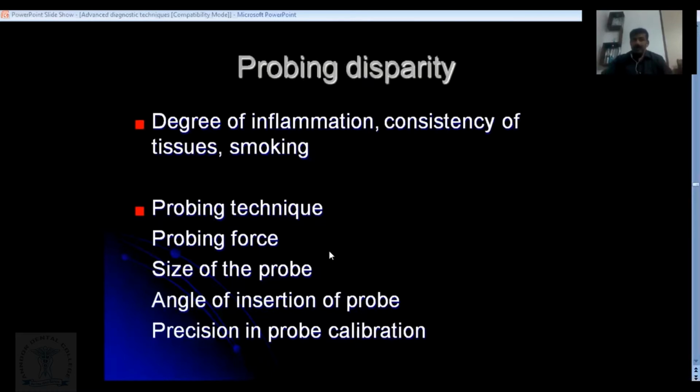Then the angle of insertion of the probe. You can insert at different angles, but ideally the angle of insertion is going to be along the long axis. And if you probe in a different direction, you will get a different probing depth in that particular area. And again, precision in probe calibration. Probes may be calibrated in 0.1 millimeter sections, 2 millimeter sections. Then there will be markings, color codings. If all these are wrong, then there is going to be probing disparity.